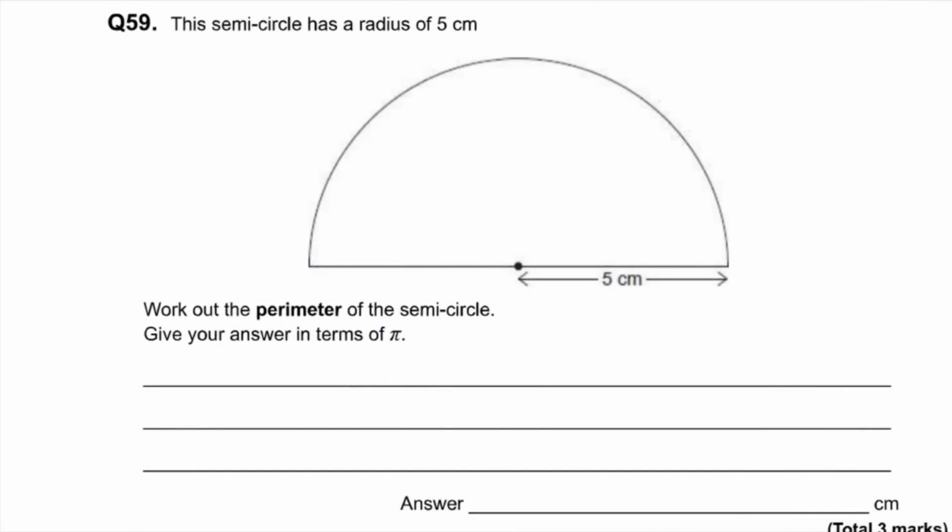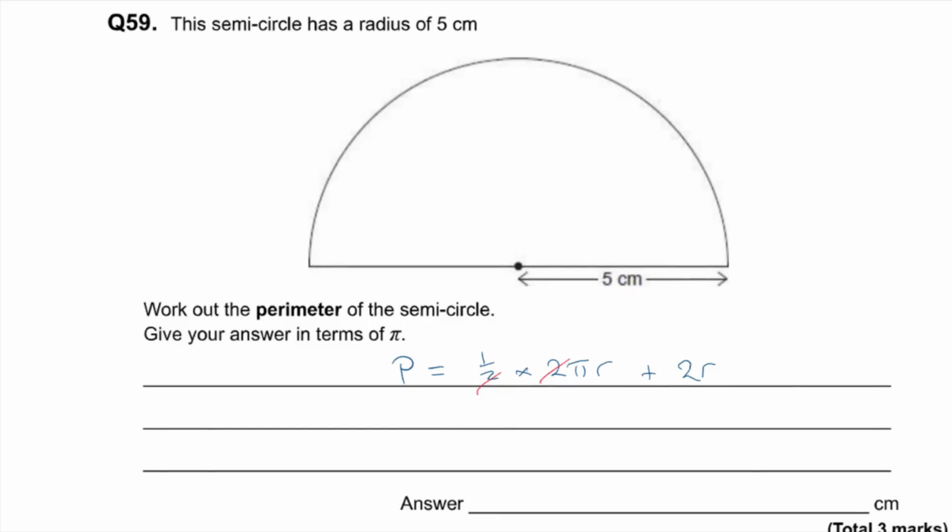Question 59, the semicircle has a radius of 5 centimeters. Work out the perimeter of the semicircle. Give your answer in terms of pi. So exactly the same as the last one. The curved part of the perimeter is going to be given by a half times 2 pi r. The half and 2 just cancel out, so it's going to be basically pi r, isn't it? Plus the 2 radii, the radius and the radius.